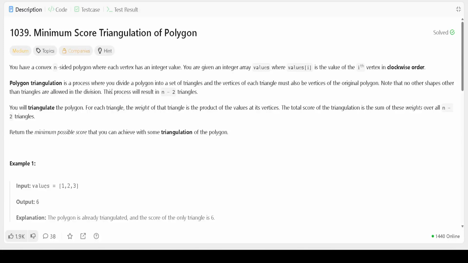Hello everyone, welcome back. In this video we are going to understand LeetCode 1039, where we have to find the minimum score triangulation of polygon. Today we will dive in very deep, because this is a classical dynamic programming problem that's very similar to matrix chain multiplication, but wrapped into a polygon setting.